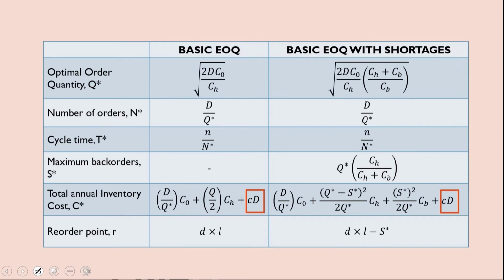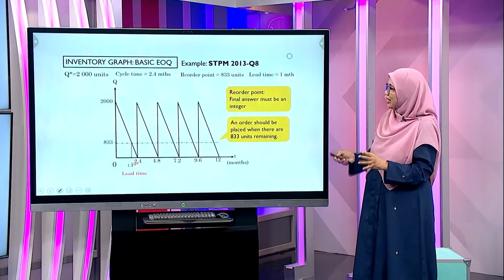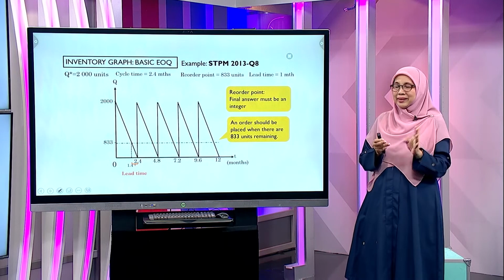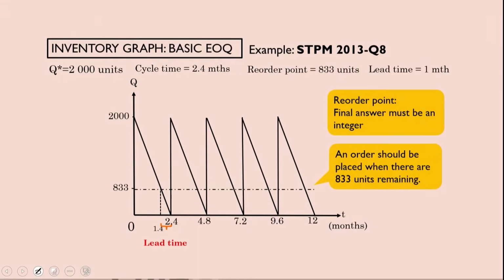And make sure they understand all this symbol means. Saya takkan terang, nanti masa tak cukup. Okay, right. This is important. Besides that, students must also know the inventory graph for basic EOQ and must know what does it mean here. By the cycle time 2.4 means that every 2.4 months the inventory will be replenished.